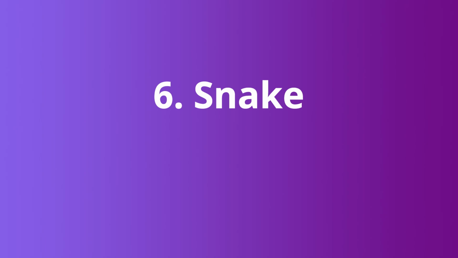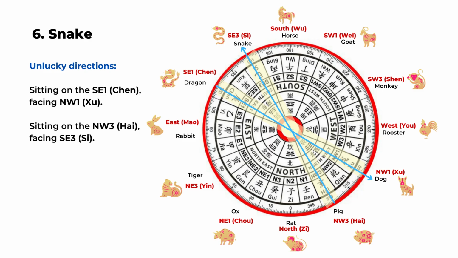The next one is the snake. The snake direction is the southeast 3. So one of the unlucky directions is facing southeast 3 and sitting on the northwest 3. And the second unlucky direction is sitting on the southeast 1 and facing northwest 1.